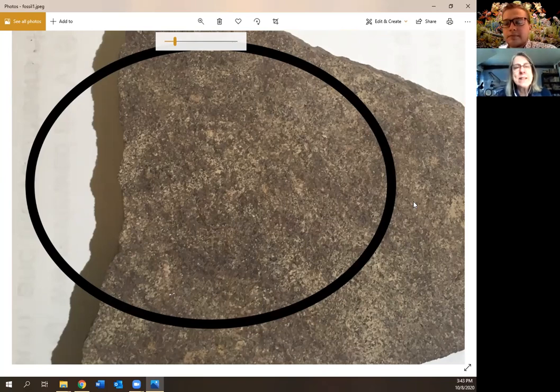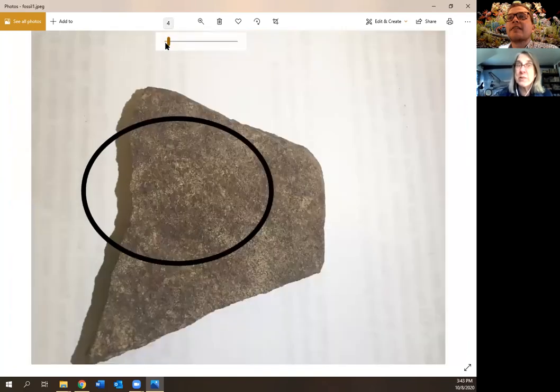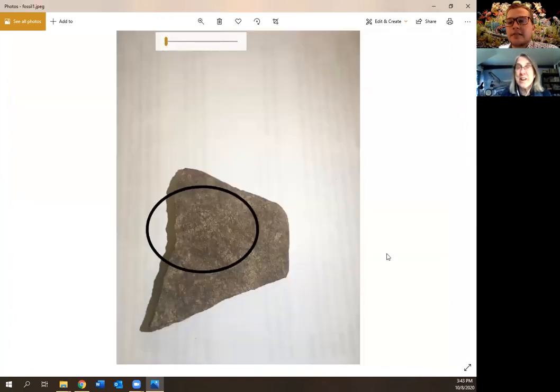So I can't identify what that might be, but it's typical of someone with young eyes who could pick out that part of the rock was different, had that different texture, and might be something. So thank you for that contribution.